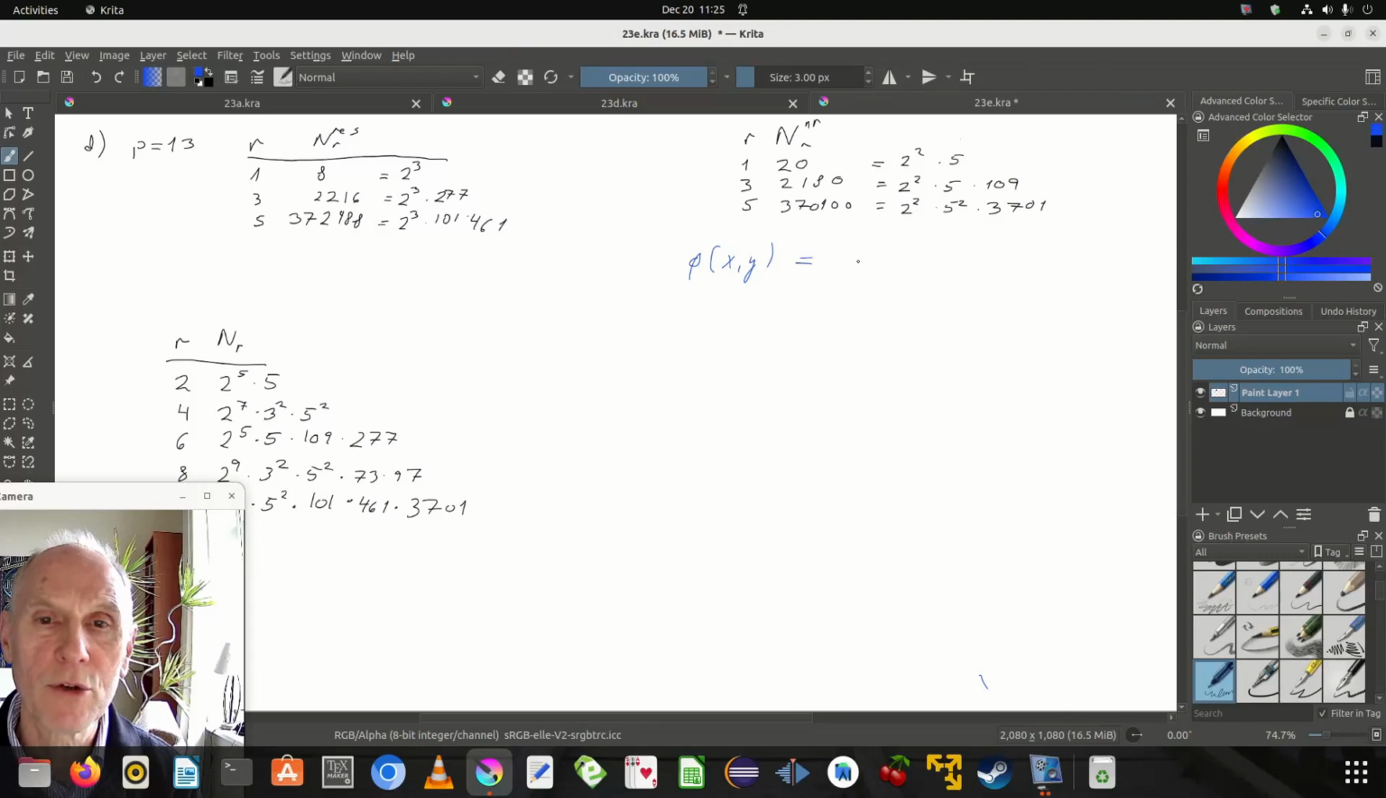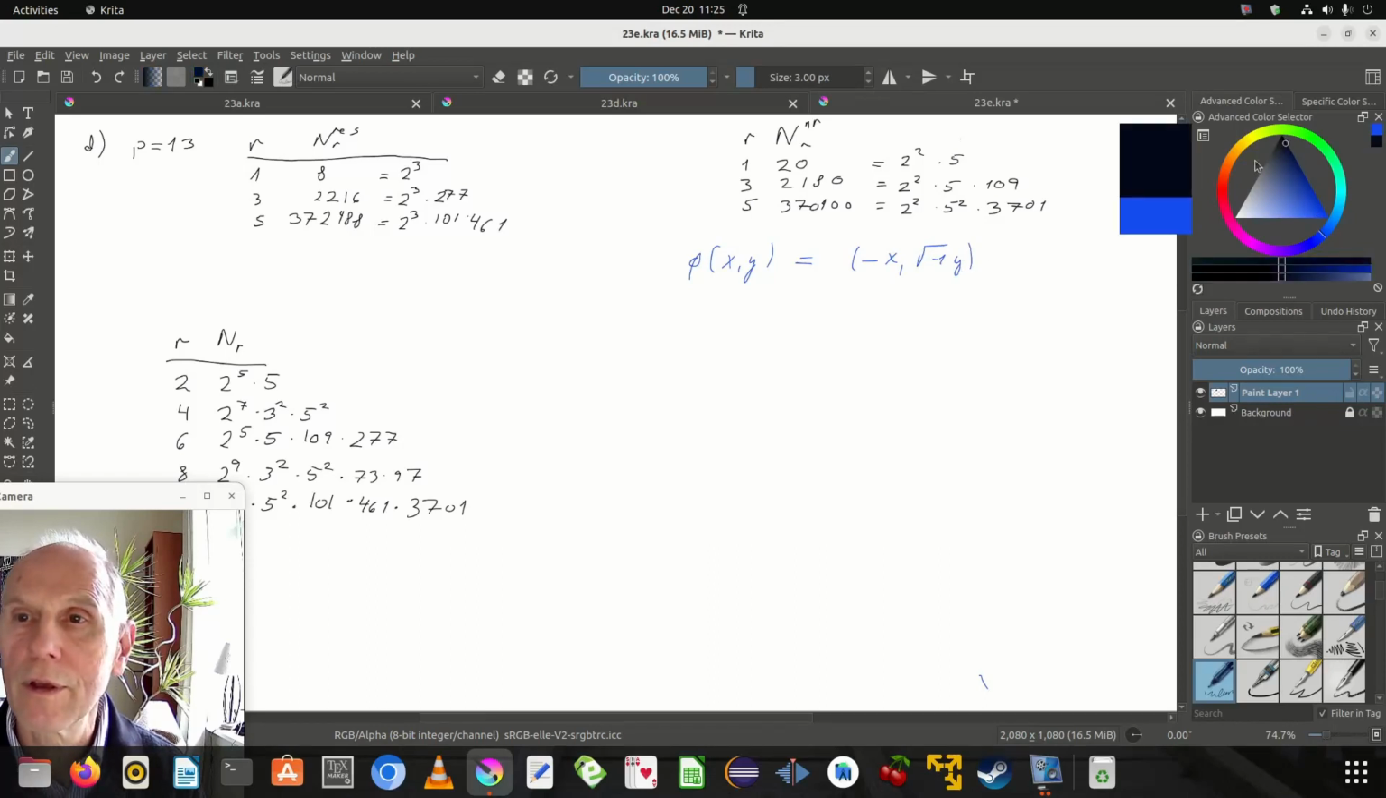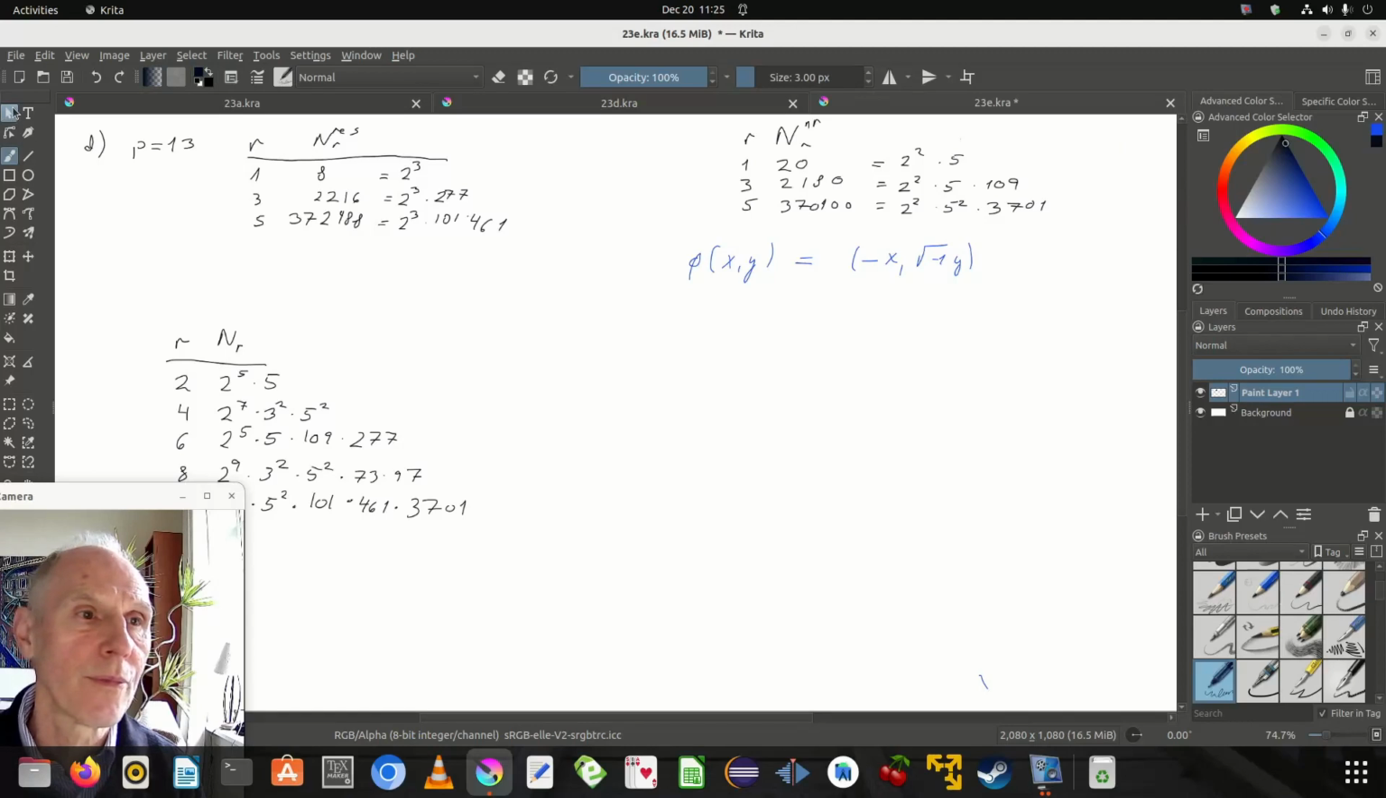we map it to minus x, square root of minus 1 times y. In these fields, we have a square root of minus 1, so we just choose one. And I believe it's an automorphism of the group of points. I believe we have proved that.